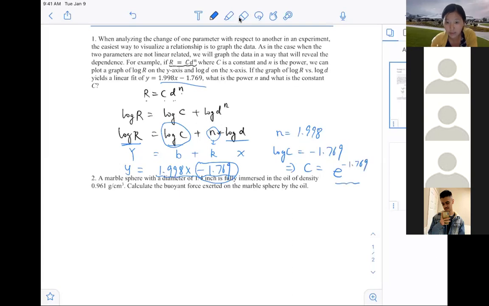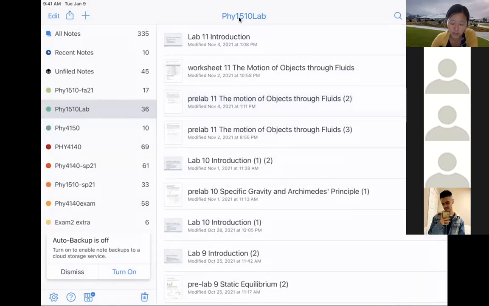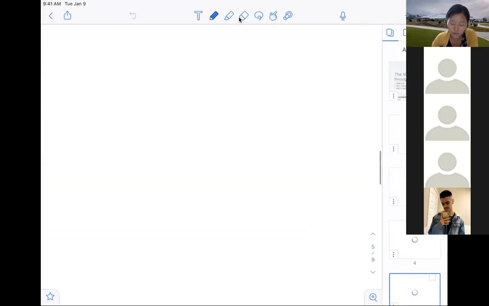You can leave it like this, or you can calculate what that is, but this is what the constant is. So you can translate back to say it turns out r is related to d in this particular function: d to the power of 1.998, which is almost 2. Okay, so that's the little math behind our approach.